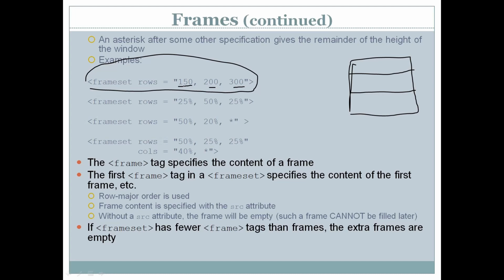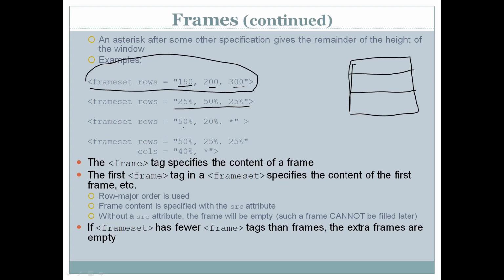The values which are specified can be directly numbers, or even percentages or an asterisk symbol. In the second example we have used percentages. You can see again 3 rows are created here, but we have used values in percentage, that is 25% of the total window size. If the total window size is considered as 100, then the value of the first row is 25, the value of the second row is 50% and the value of the third is 25. So altogether it is again 100%.